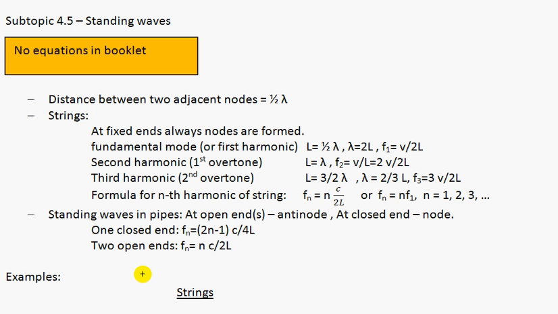In pipes, at an open end we have an antinode, at a closed end we have a node. In an antinode we have maximum displacement, at a node we have no movement. For pipes with a closed end, this is the formula for frequency. For two open ends, this is the formula.